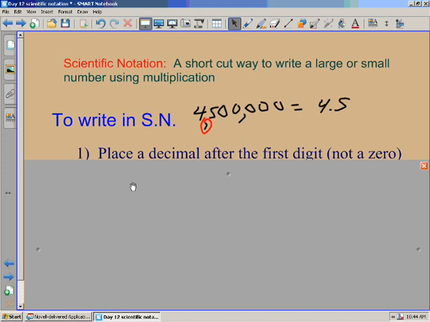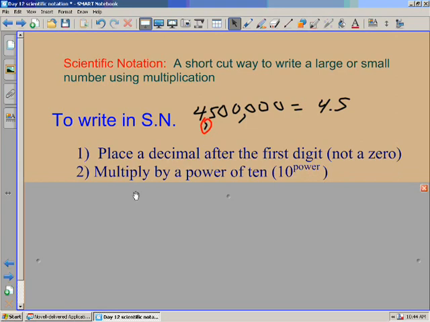Well, we can't just do that. Those things aren't obviously the same. So the next thing we have to do is to show the person who's looking at this number how far we move that decimal. And we do that by multiplying by 10 to a power. Now the only thing is I've got to figure out what that power is. What did I multiply by?